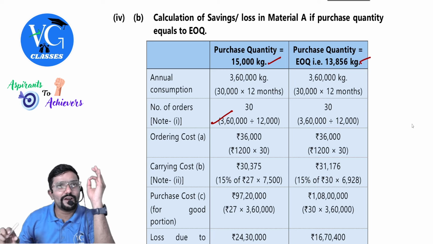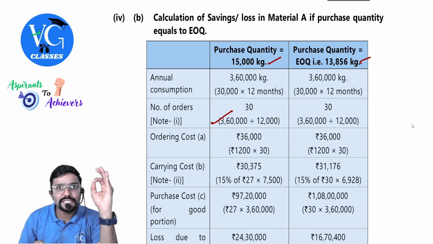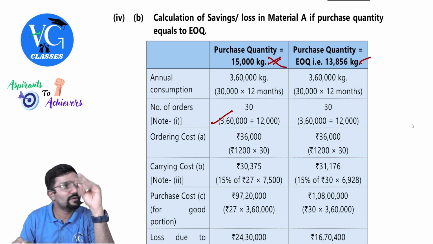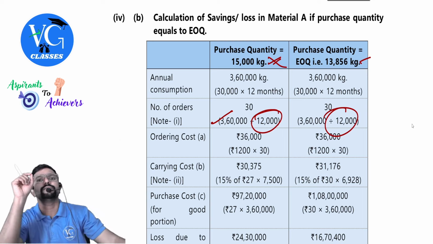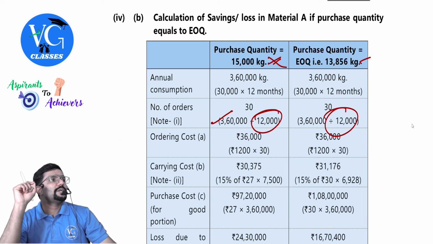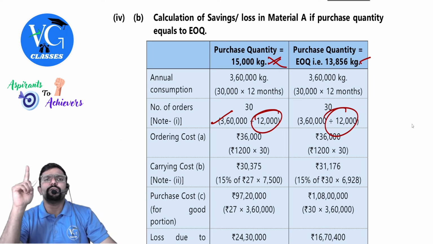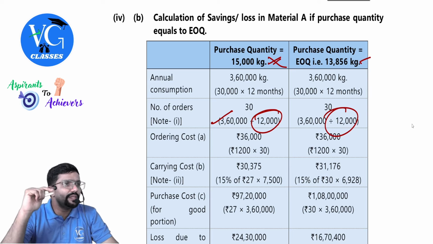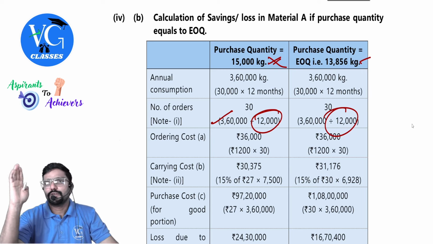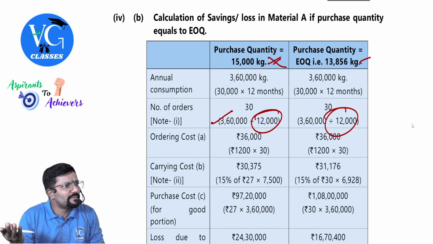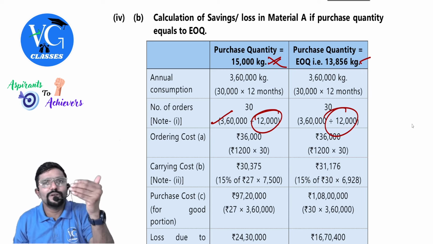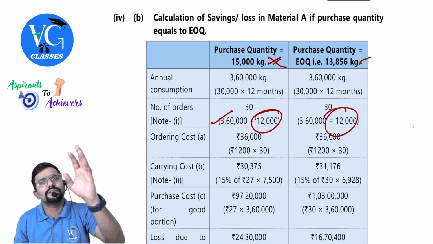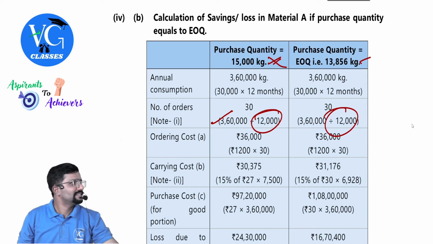So the number of orders is 3,60,000 not divided by 15,000. It is divided by 12,000 in both places. Why, sir? Very important, key turning point. Because anything beyond 12,000 is a waste. Even though I have purchased 15,000, sir, I can use only up to 12,000. The remainder is waste, so I should order it again.